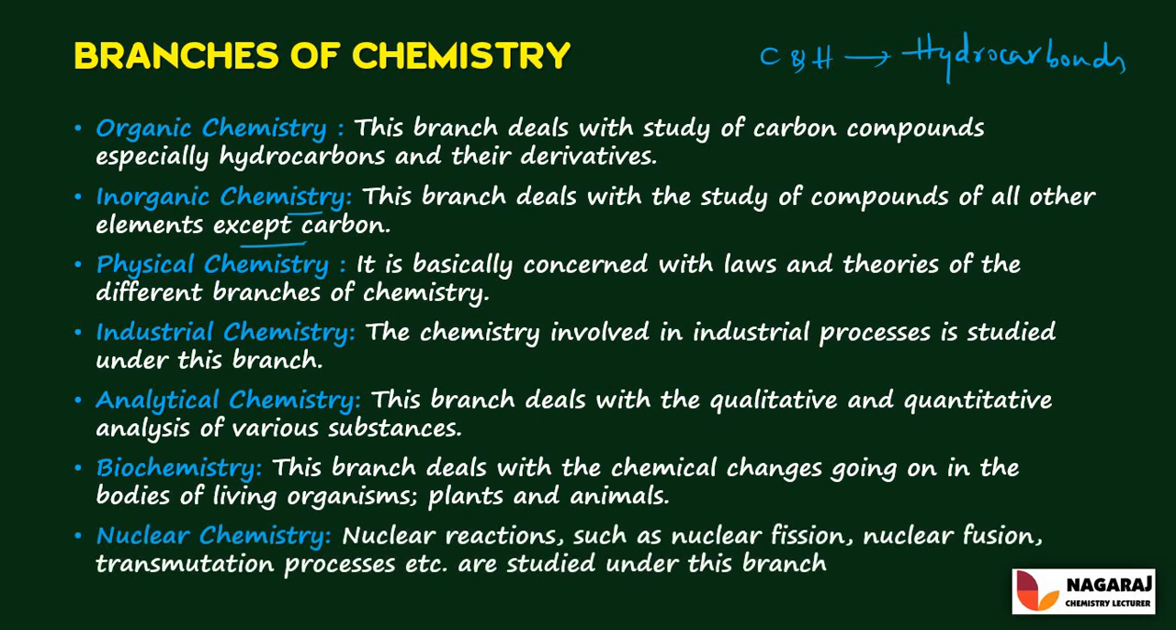And next, nuclear chemistry. This nuclear chemistry deals with nuclear reactions such as nuclear fission, nuclear fusion and transmutation processes. All these nuclear reactions are studied under the nuclear chemistry branch. So these are all the important branches of chemistry. Already I had explained all these branches in the introduction classes, right?